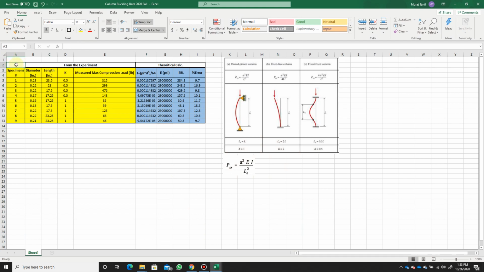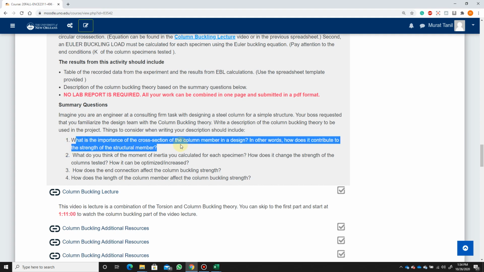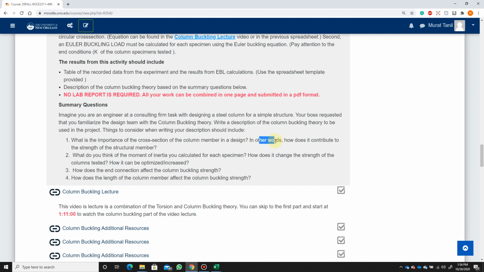Your work should include this table with the results and the description based on the summary question. So let's look at the summary questions. Imagine you're an engineer at a consulting firm tasked with designing a steel column for a simple structure. Your boss requested that you familiarize the design team with the column buckling theory and write a description of the column buckling theory to be used in this project. Things to consider when writing your description should include: first one, what is the importance of the cross-section of the column member in design? In other words, how does it contribute to the strength of the structural member?